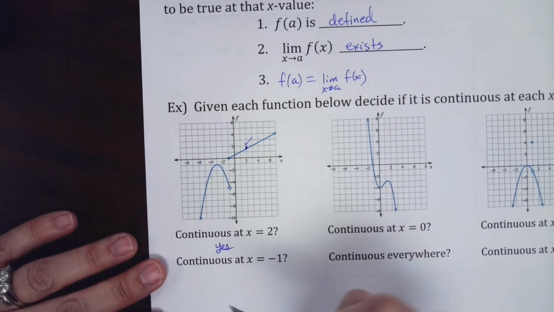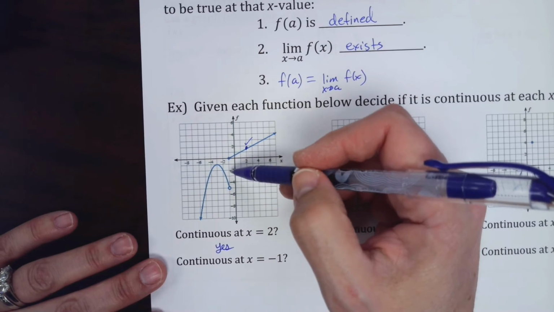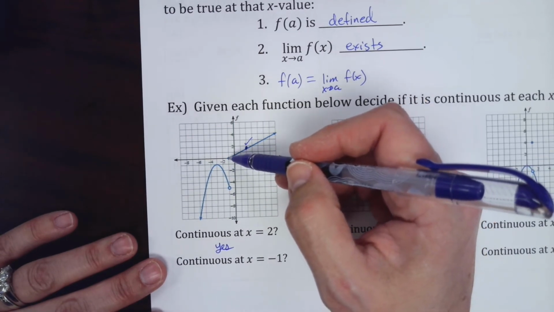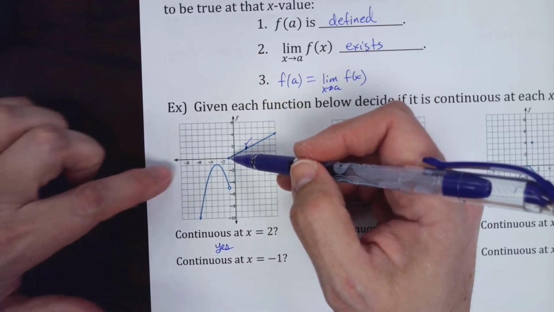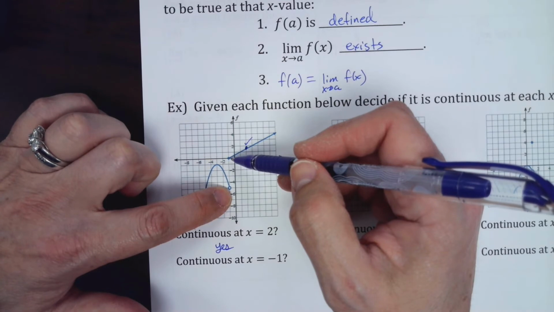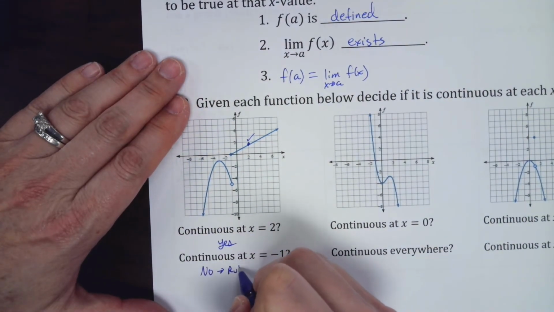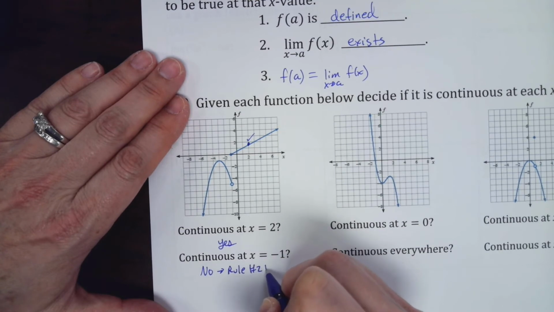At -1, I'm sure you know this one. f of a is defined. Does the limit exist? It does not, because the right side and the left side disagree, so the limit does not exist. So no. Rule number 2 broken.